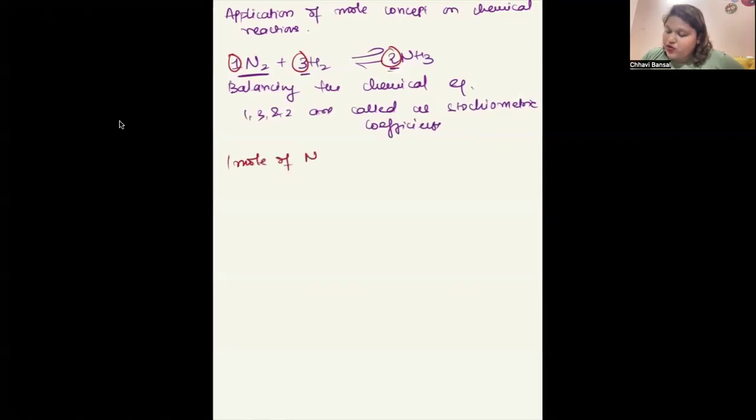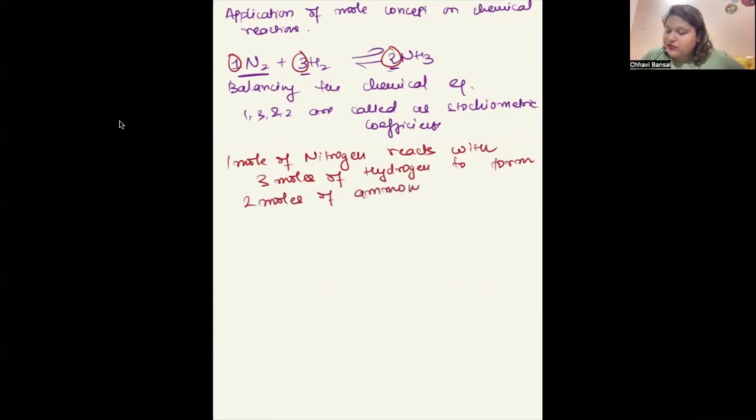1 mole of nitrogen reacts with 3 moles of hydrogen to form 2 moles of ammonia, right? Whenever there is 1 mole of nitrogen present, it will react with 3 moles of hydrogen to form 2 moles of ammonia. Okay, this is the significance of these stoichiometric coefficients. Clear? Let's do a very simple question on this.